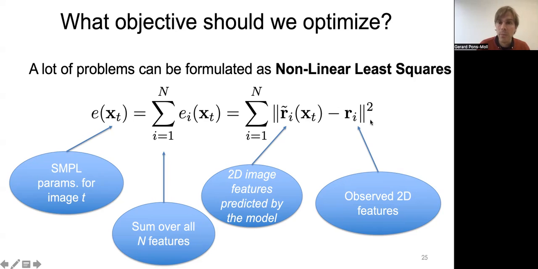And you have this norm here, because this is measured in the image plane. So these are typically 2D, but it could be other dimensions if you're measuring different things. And you have this norm here squared. That's why it's called nonlinear least squares, because you have a sum of squares error, but this Ri of xt can be a nonlinear function. And it is nonlinear because it depends on the body model, and on the projection operation, which we've already seen is nonlinear, and so on.